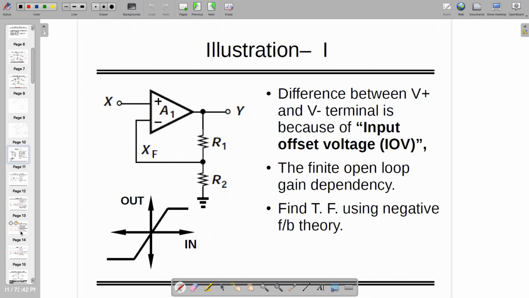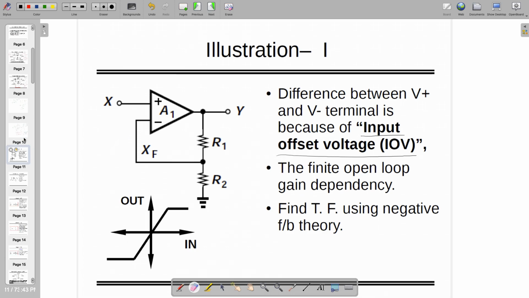Now look at one illustration. This illustration is the one where I need to find out the difference between V plus and V minus terminal, right? This is what I need to find out. By the way, the difference between these two terminals is known as input offset voltage, or IOV. As per the theory, if A1 is infinite, then we are expecting X equal to XF. Both the terminals have to be equal, right?